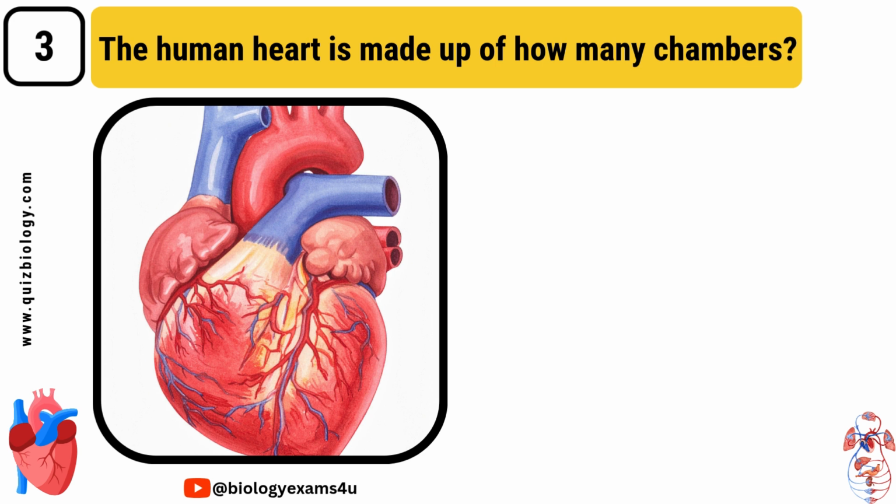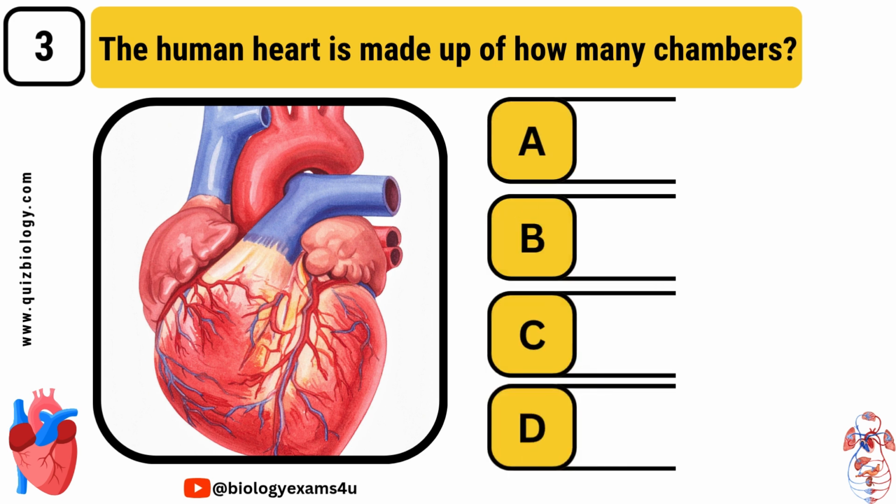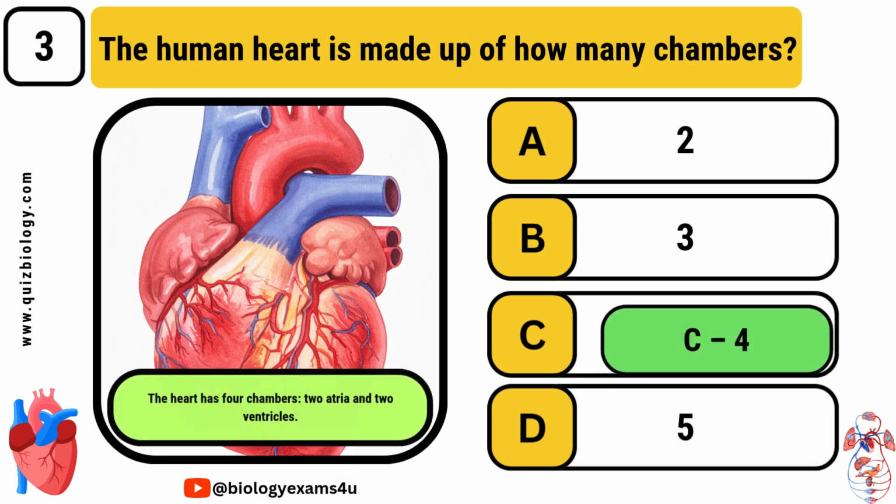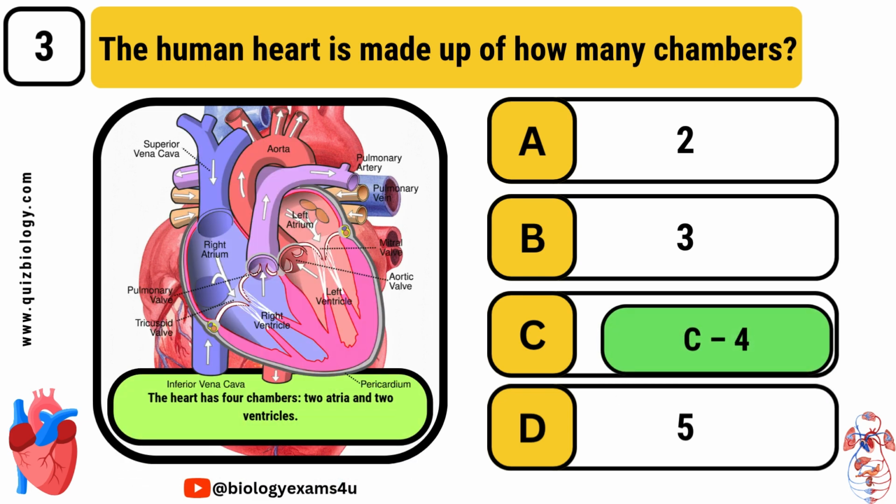The human heart is made up of how many chambers? Two, three, four, five. The heart has four chambers as you see here, two atria and two ventricles.